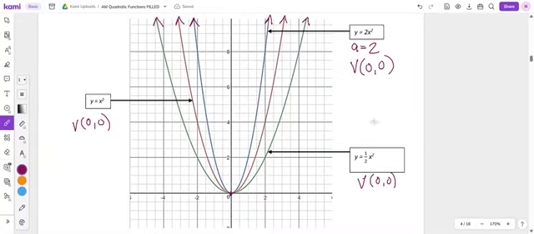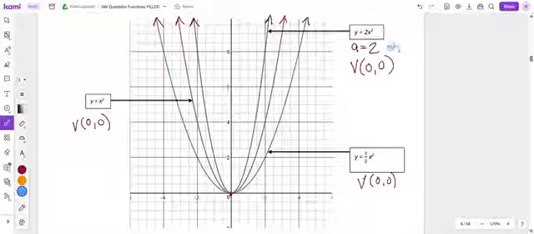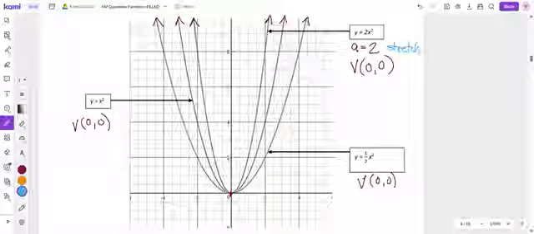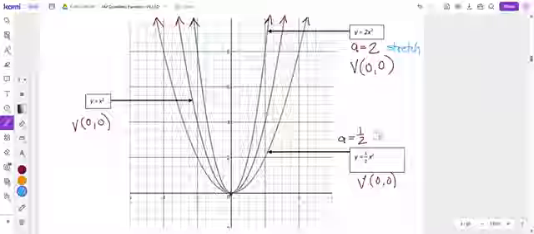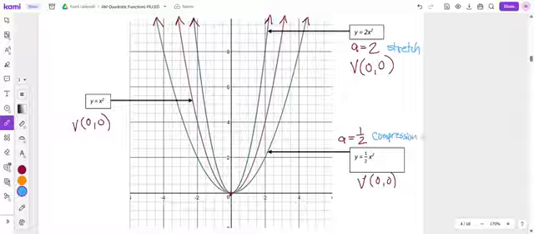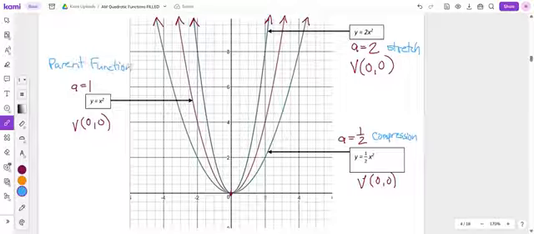And so the only thing that's happening is the shape changes. So when we have A equals 2, we have a stretch. When we have A equals 1/2, what do we call it? Compressed or compression, either one. And when I have A equals 1, what do we call this function? Thank you, the parent function, the basic one with no changes.